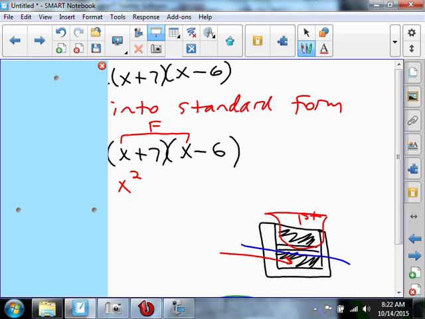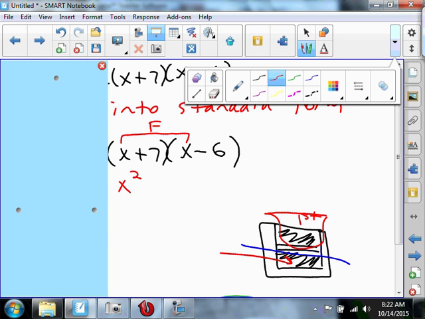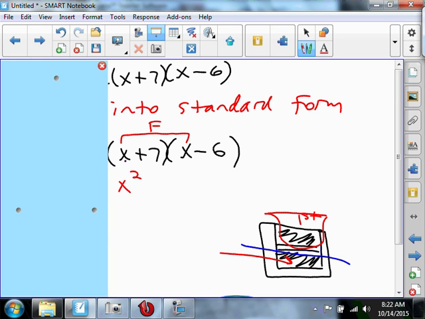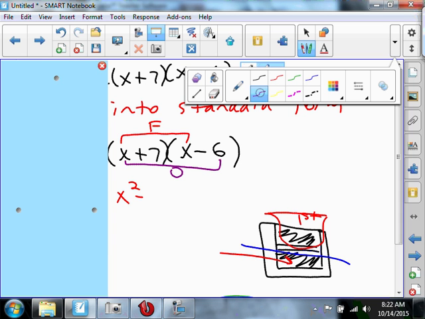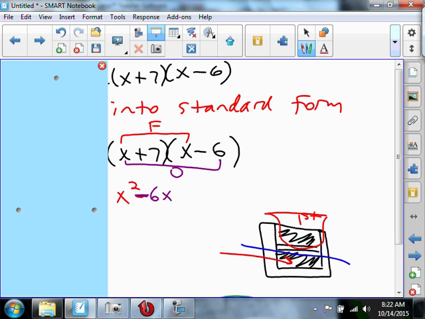The second part of FOILing is the O part. And a lot of people have a misconception about it. It's not zero, it's the outer terms. The outer terms, we find their product. Remember, we're multiplying here. X times negative 6 is negative 6x. So we get negative 6x. Now, if you're in my advanced class, you're probably going to want to run through this in fast forward.